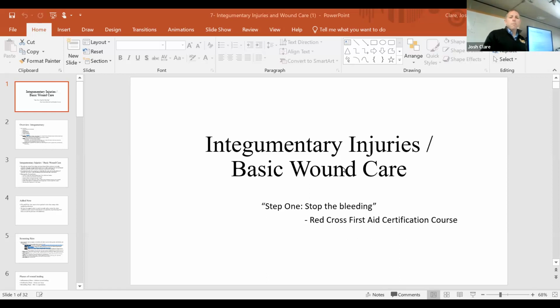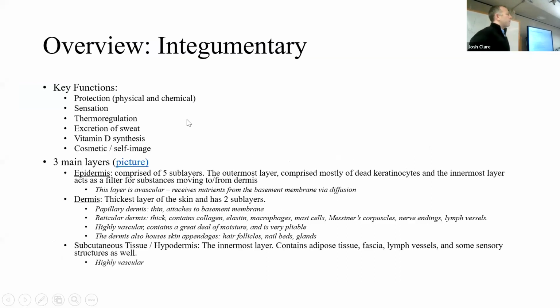All right, functions of the integumentary system. Obviously, protection from physical and chemical invaders, sensation, thermal regulation, excretion of sweat, vitamin D synthesis, really important. But the big thing our patients are probably going to ask us about is the cosmetic look.